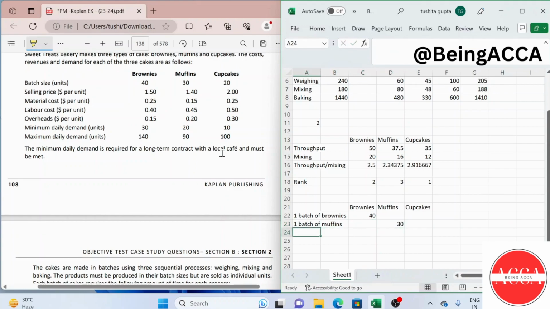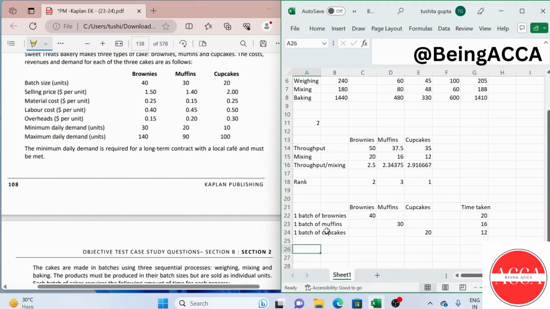Now let's see for cupcakes. The minimum demand is 10 but my batch size is 20, so I will have to make at least one batch. One batch of cupcakes will give 20 cupcakes. Let's also calculate the time taken on the mixing process. A batch of 40 brownies will take 20 minutes. A batch of muffins was taking 16, and a batch of cupcakes was taking 12.